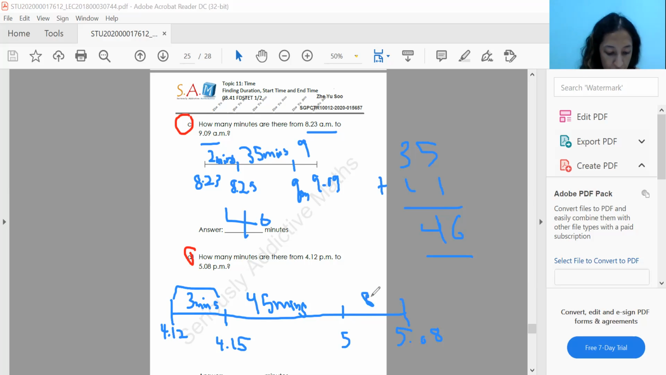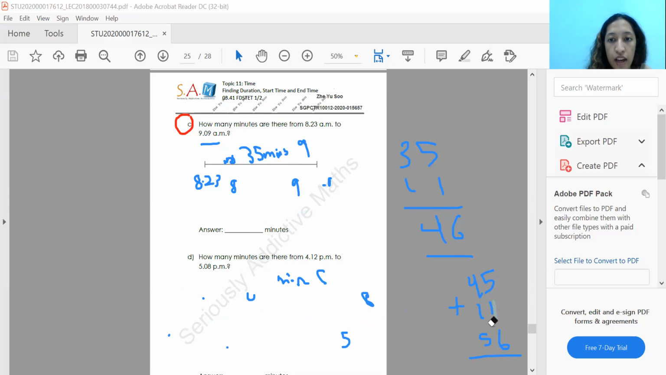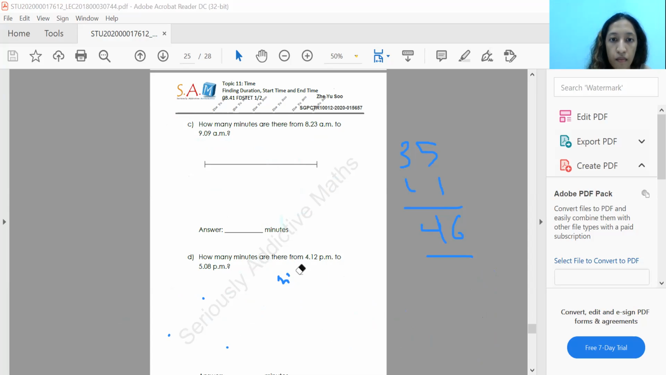So now let us add them up. 3 plus 8 is 11. 45 plus 11 is 5 plus 1, 6. 4 plus 1, 5. 56 minutes. So the duration here is 56 minutes. Okay, I hope all of you got that right. All right, so that is how we present the answer via a timeline.